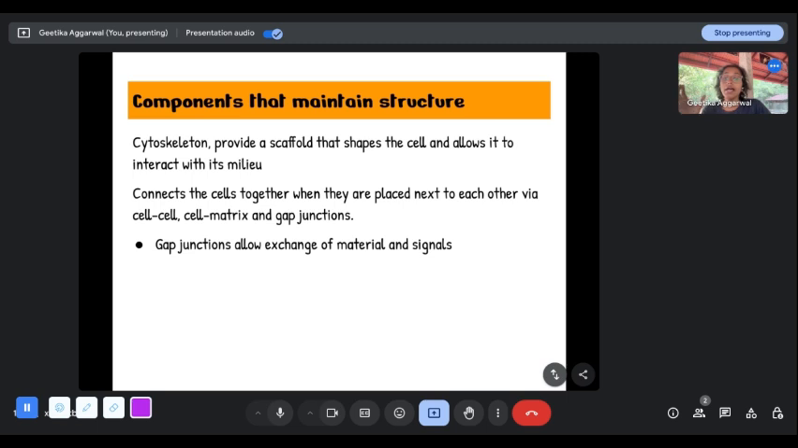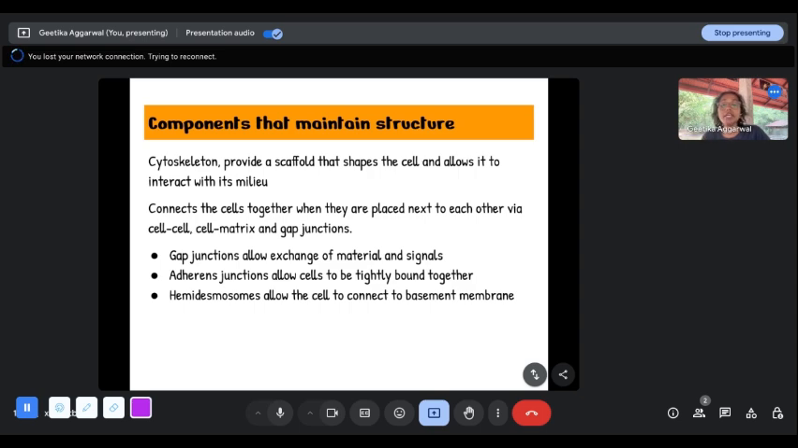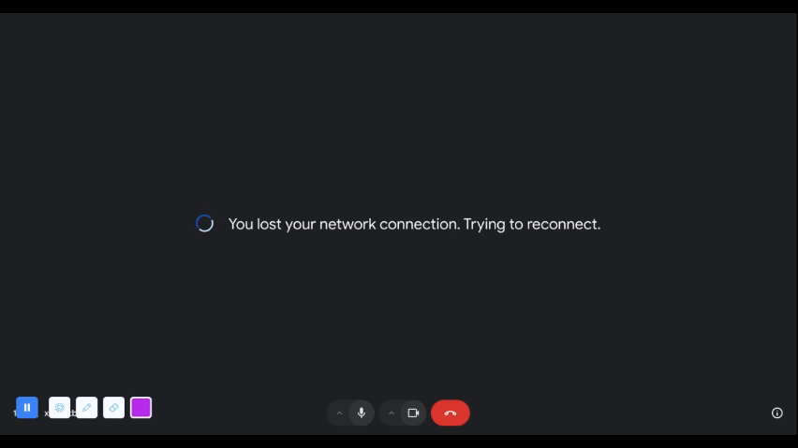Gap junctions allow for the exchange of materials and signals between these neighboring cells. Adherens junctions, as the term suggests, allow the cells to be tightly bound to each other. Hemidesmosomes are junctions that allow the cell to be bound to the basement membrane of the organ. So here you can see the cells in blue. This is the basement membrane in turquoise. And then these are the different junctions.